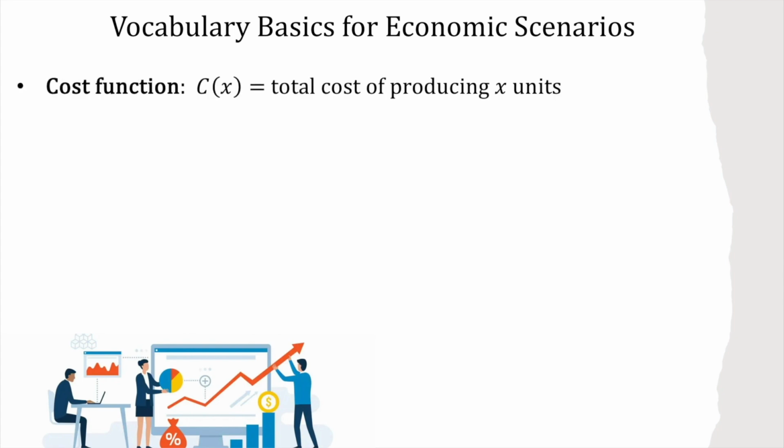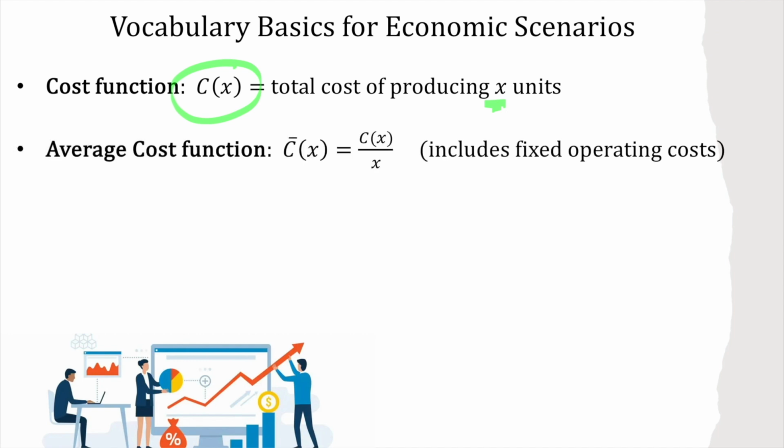A cost function we often write as C of X. That's the total cost of producing X units. The average cost function is the total cost divided by how many units you've produced. And we say it's C, and then that little bar on top shows you that that's average cost.